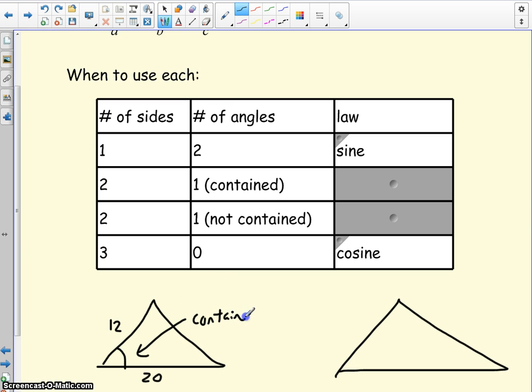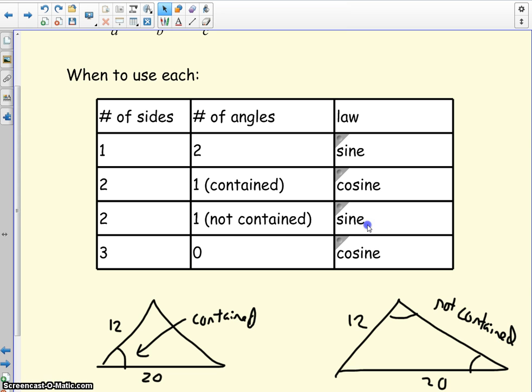So if I gave you the contained angle, you'd be using cosine law to solve for the side across from that angle. If I did not give you the contained angle, let's say I gave you either this one or this one, you'd be in a situation where you're using sine law. Now, again, I don't recommend memorizing this table. I mean, you can if it helps you, but the thing to remember here might make it a little bit easier to remember when to use sine law, cosine law.